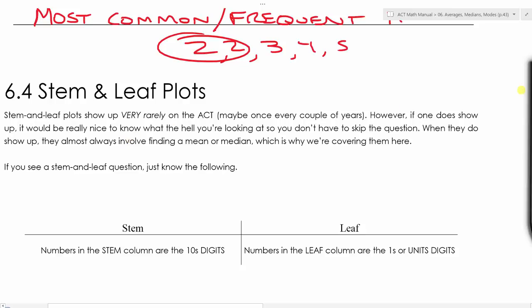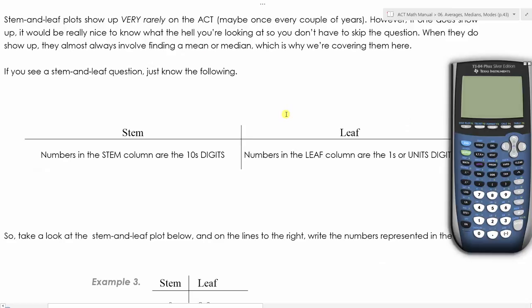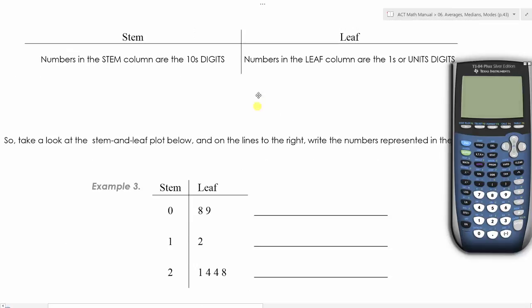Now, stem and leaf plots. This concept has shown up on some old ACTs. It's not very common. Some of you may remember stem and leaf plots, some of you may not. I'm going to go over them here so that you know what you are looking at and don't have to skip these questions, because when they do show up, they are generally very simple as long as you know what you are looking at. So a stem and leaf plot will always involve a 2-column T-chart.